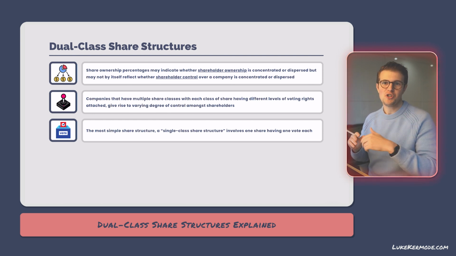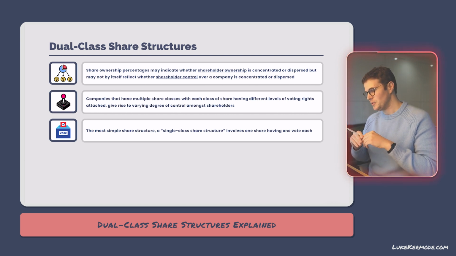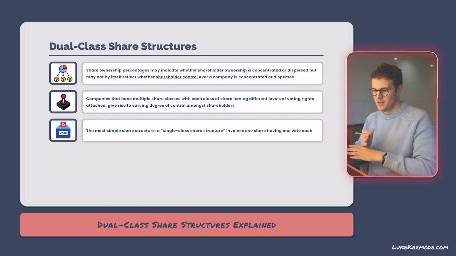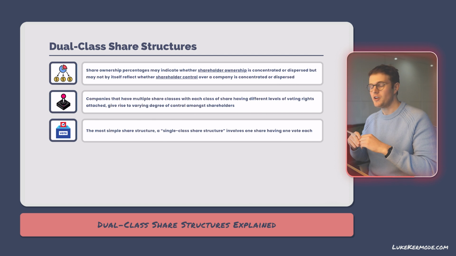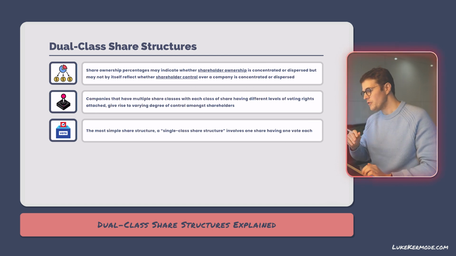So concentrated ownership structures are where a few shareholders hold the majority of the outstanding share capital in the company, whereas dispersed share structures are where the number of shares held by the owners is widely spread. So no one shareholder owns a majority. The shareholding is highly spread out amongst the shareholder base, with no one holding significant control, no dominant shareholder existing.